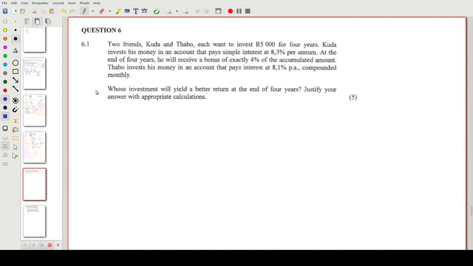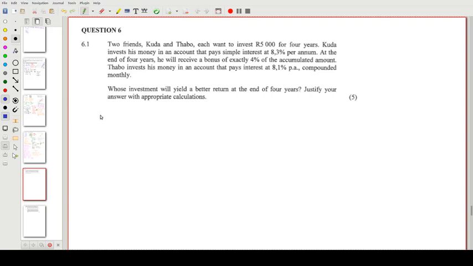Question 6.1, we are told two friends, Kuda and Tabo, each wants to invest 5,000 Rand for 4 years. Kuda invests his money in an account that pays simple interest at 8.3% per annum, and at the end of the 4 years, he will receive a bonus of exactly 4% of the accumulated amount. Tabo invests his money in an account that pays interest at 8.1% per annum, compounded monthly. Whose investment will yield a better return at the end of the 4 years? Justify your answer with appropriate calculations.